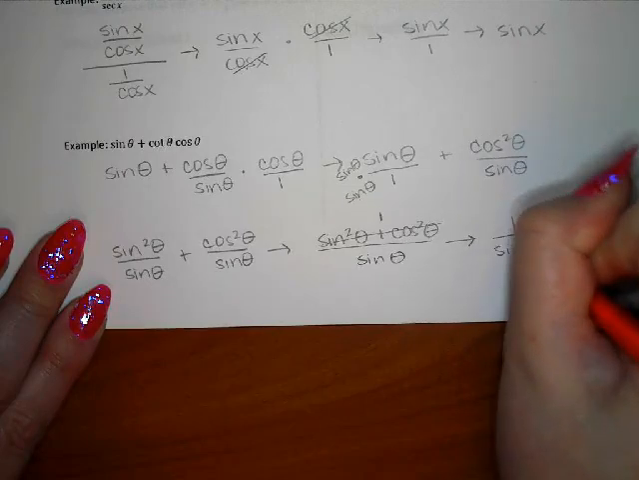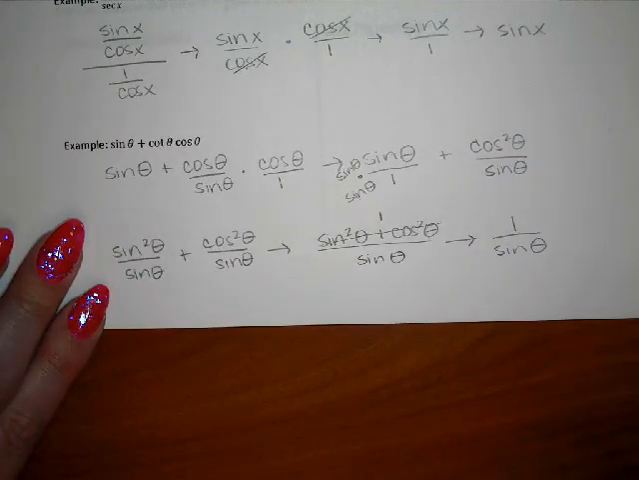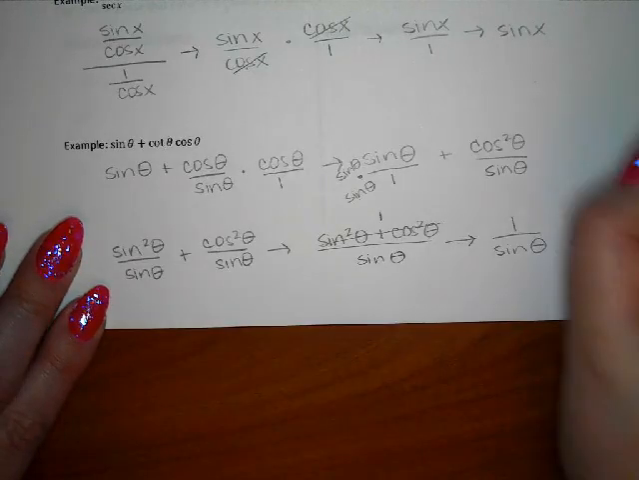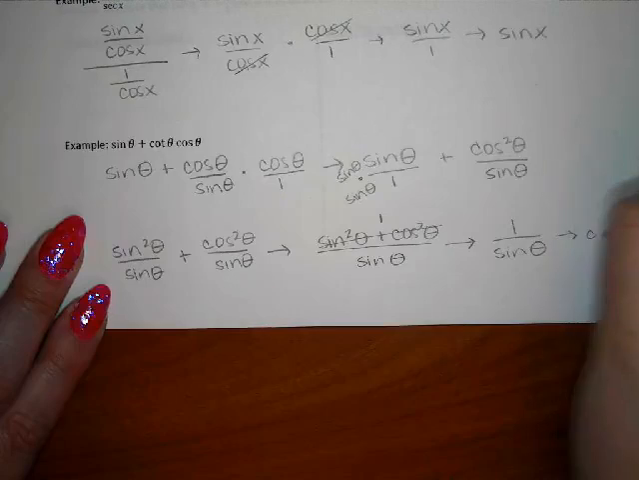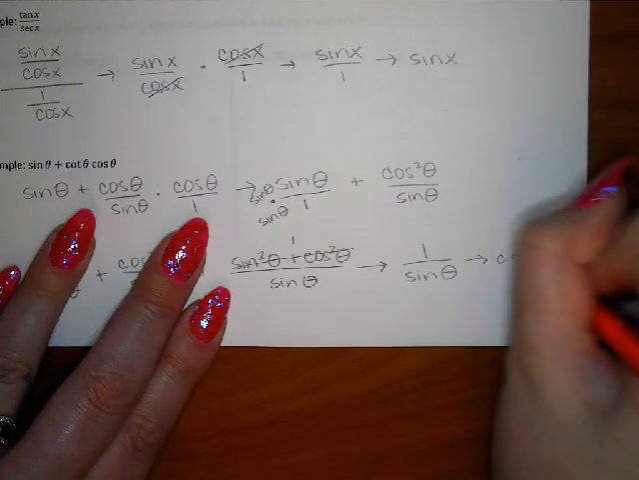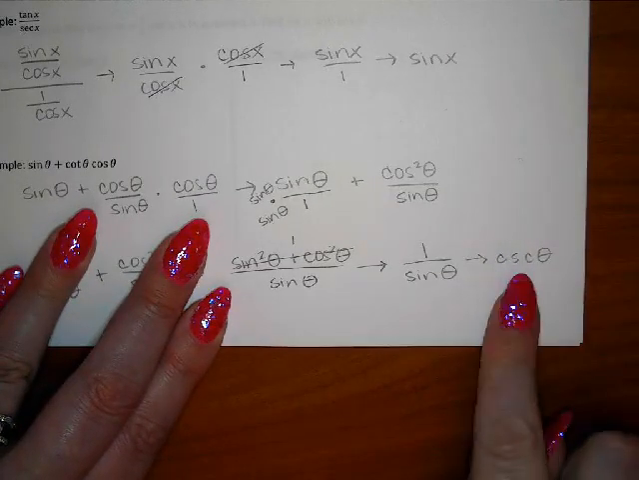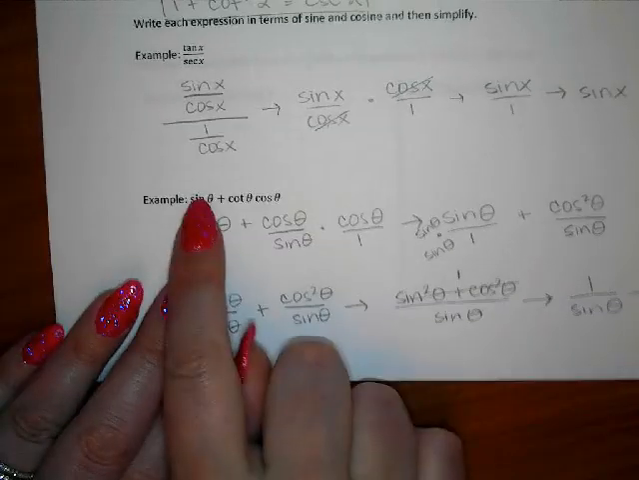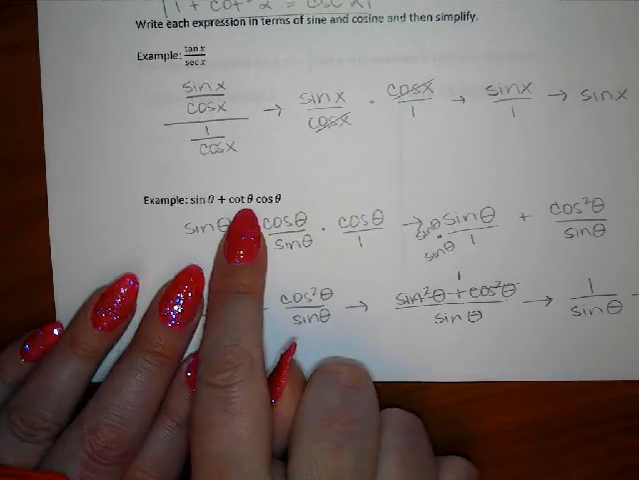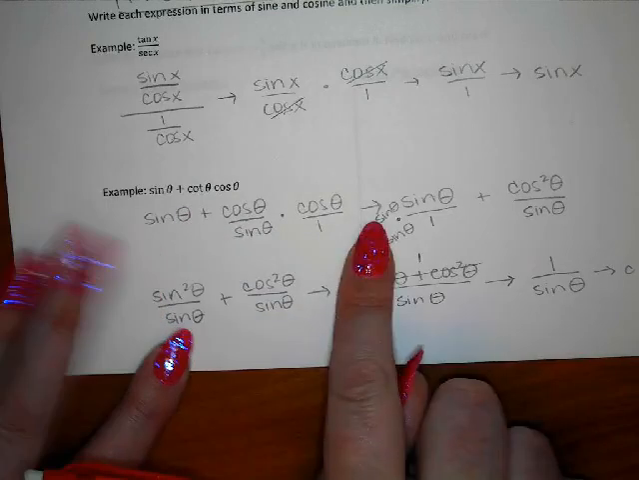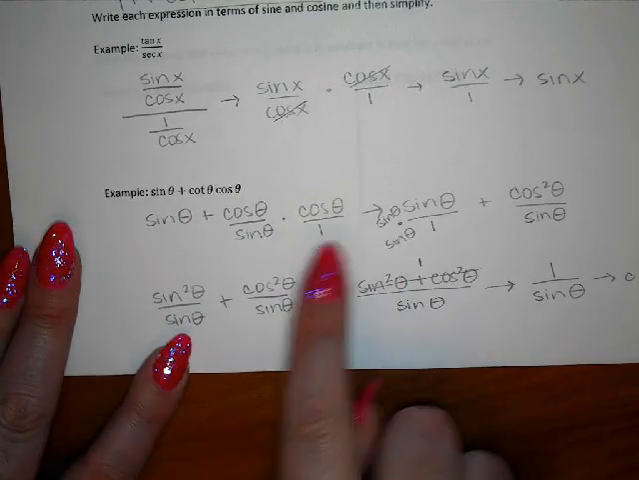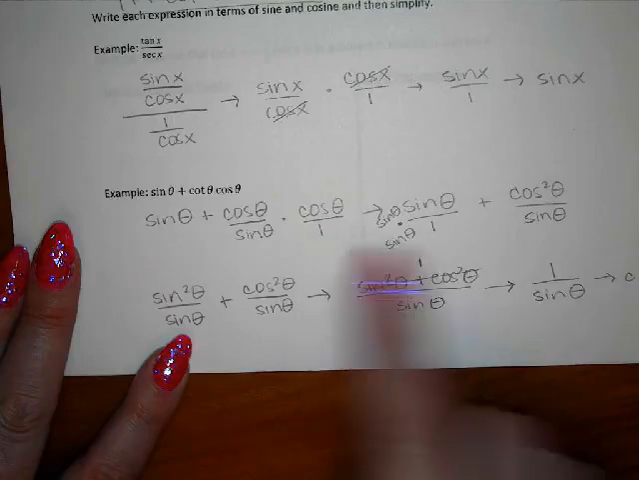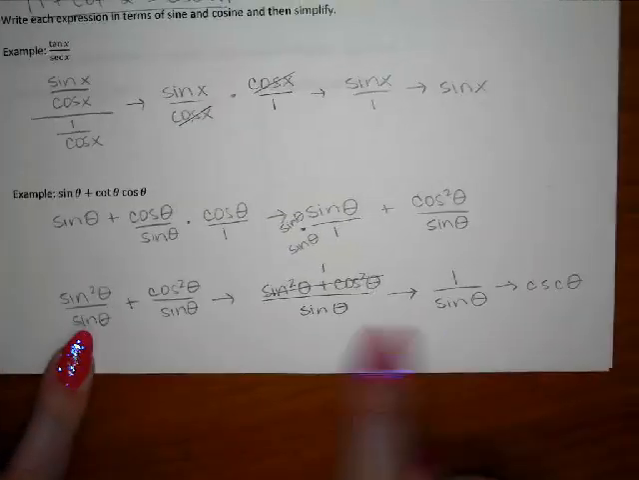And 1 over sine is one of our reciprocal identities. It is equal to cosecant. And so that's as far as we can go, cosecant. So we took our original expression and we just kept doing trig. We did trig substitutions, or we did math simplifications, and we got as far as we could go until there was just one thing left.